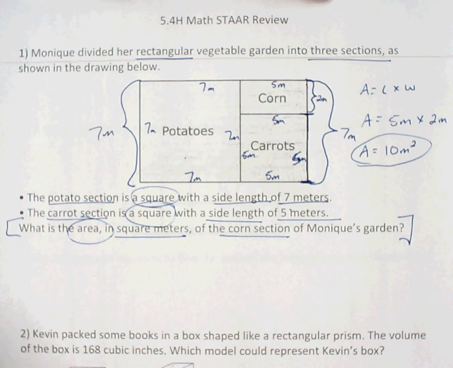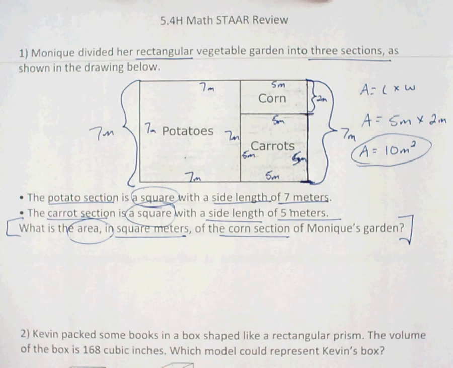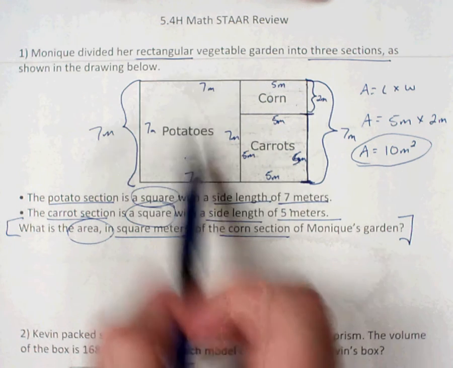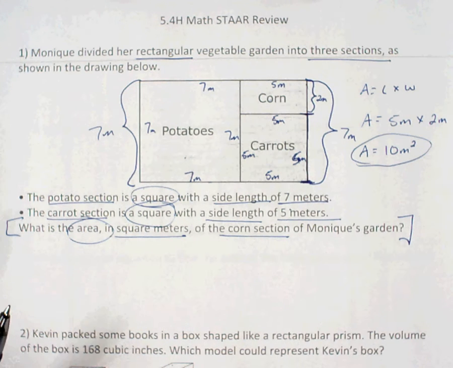But I cannot stress enough how important it is to mark up these diagrams, to write all over them. Label the things that you know. That will help you to figure out the missing piece of information that you still need. All right, number two.